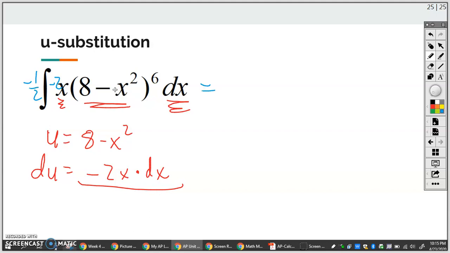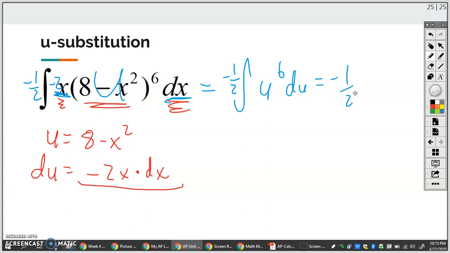So now I can rewrite this as u to the 6th. This whole thing was u. So the integral of u to the 6th, I had a negative 1/2 out front, and then this negative 2x dx turns into du. This didn't match one of my formulas. This does. So now I can take the integral. So keep the negative 1/2 out front. Since this is a power, I'm going to add 1 to the exponent, divide by the new exponent, and then remember your constant, so plus c.